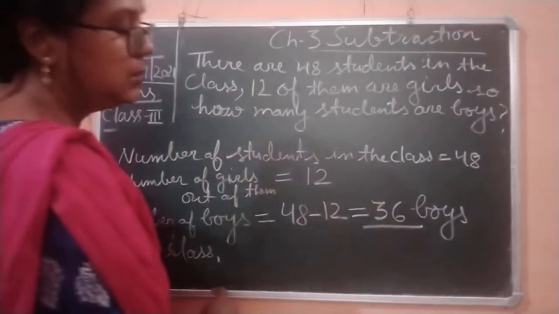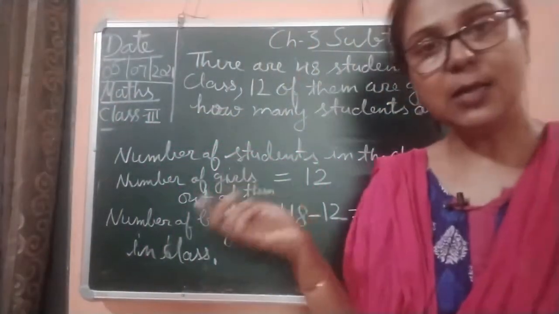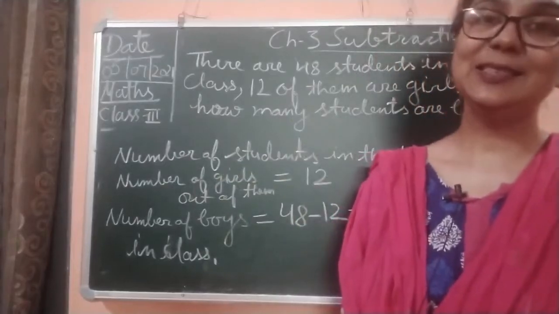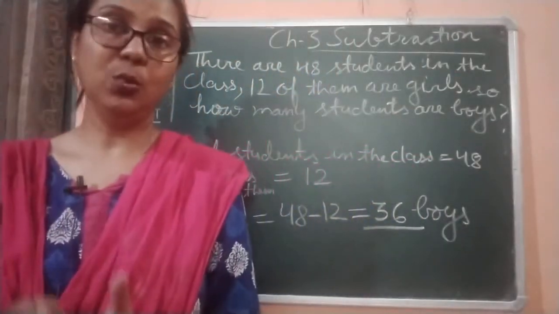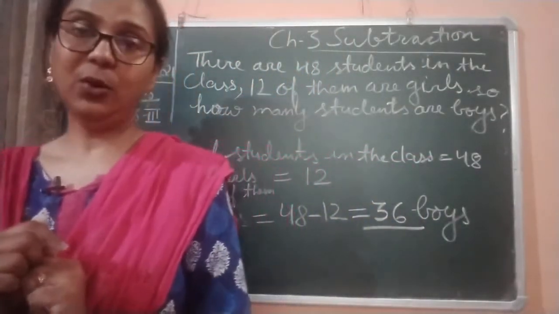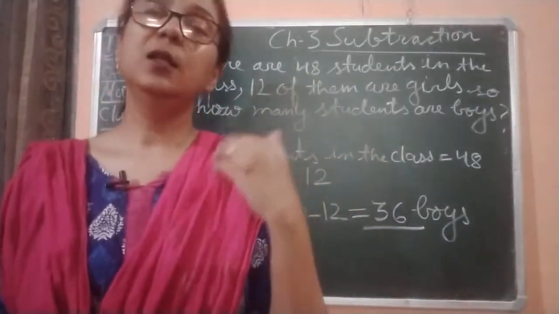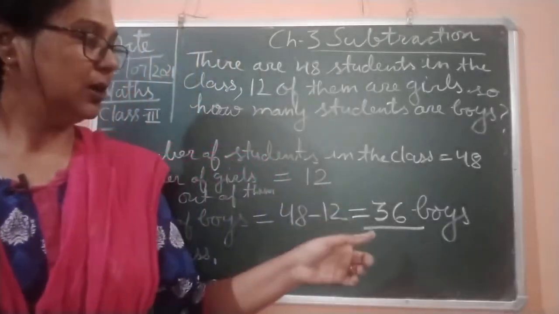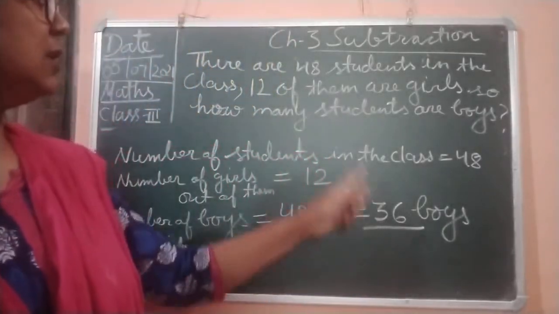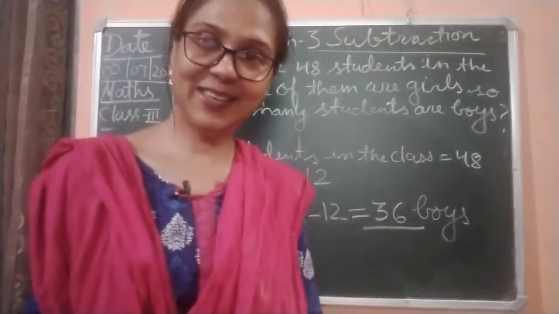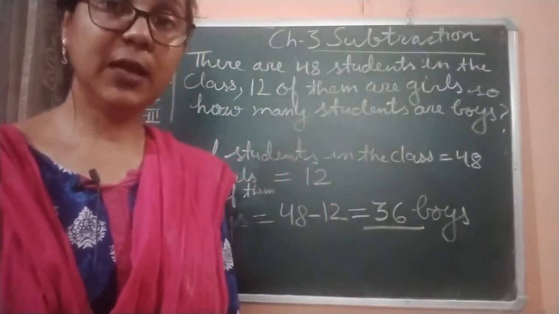Okay, it means out of them there are 12 girls. So how many boys are there in the class? It means we have to subtract 12 from 48. So we subtract 12 from 48, then we will take out the answer. So here the answer: 36 boys are in the class. So when we add 36 and 12, we will get 48. Easy? We can check our answer also. Okay, it's quite easy. Now we are moving to the next example, children.